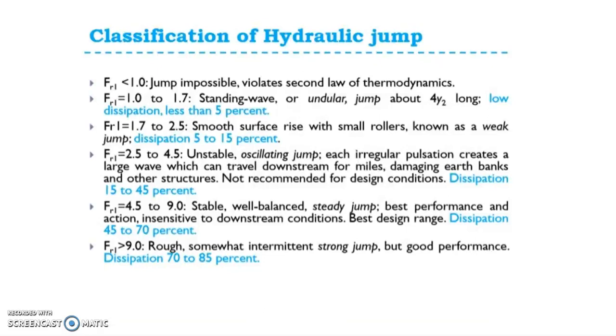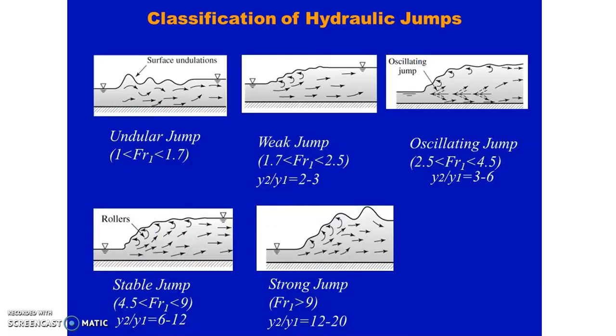And the last one, which over the years we have identified as the most efficient jump, where the energy dissipation is 85 percentage. It's a strong jump. You have a very rough kind of surface, turbulence will be at its maximum level, and the Froude's number is always more than 9.